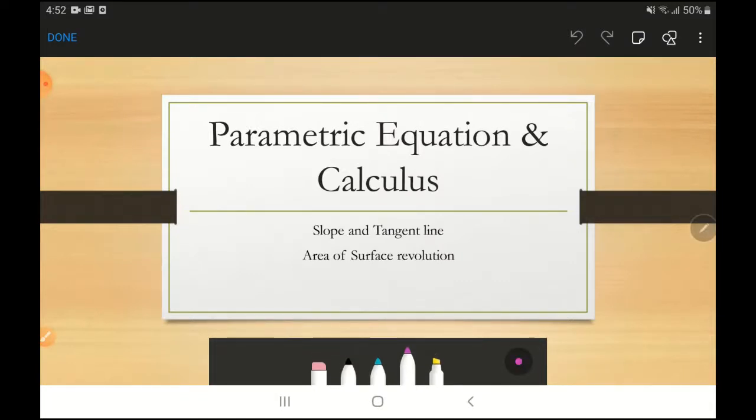The first one is slope and tangent line. So we are going to determine the slope and tangent line equation of a curve, but the curve is given in the form of a parametric equation. And the second one, we are going to talk about the area of surface of revolution of a curve given in a parametric equation. So let's start.